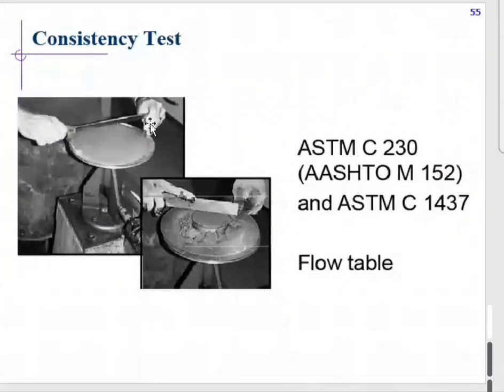We find out the diameter of the flow. This is called the flow table. We put the cement within this truncated cone and then we drop the table 25 times. After that, we find out the diameter of spread. After seeing this spread diameter, we can find out the flow.